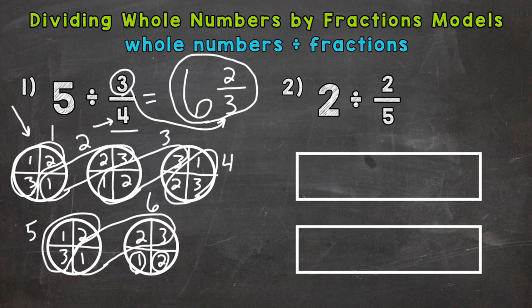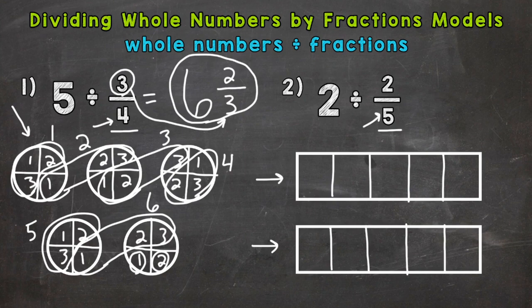So on to number 2, where we start with 2 wholes, and I have 2 whole rectangles here, divided by 2/5. So we need to see how many groups of 2/5 are within 2 wholes. So the first thing we need to do after we have those 2 wholes is cut into fifths. So 1, 2, 3, 4, 5. 1, 2, 3, 4, 5.